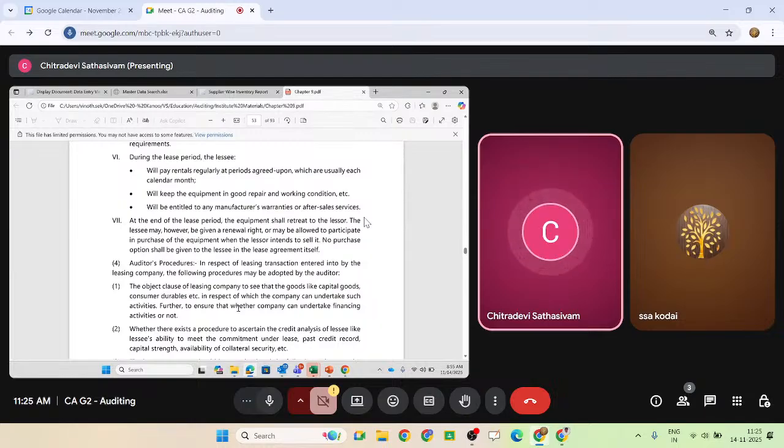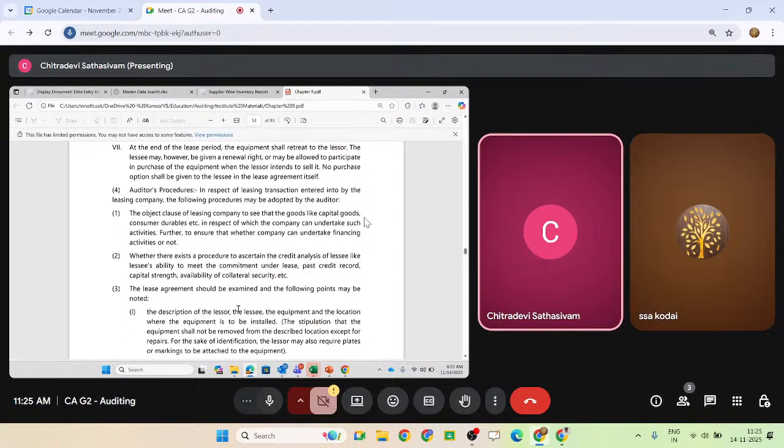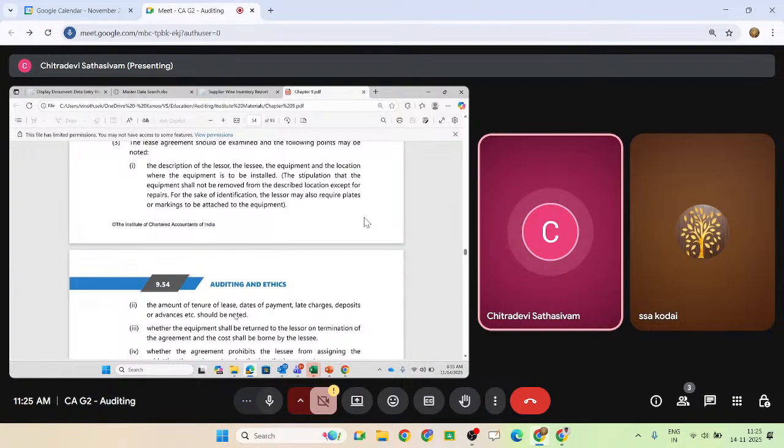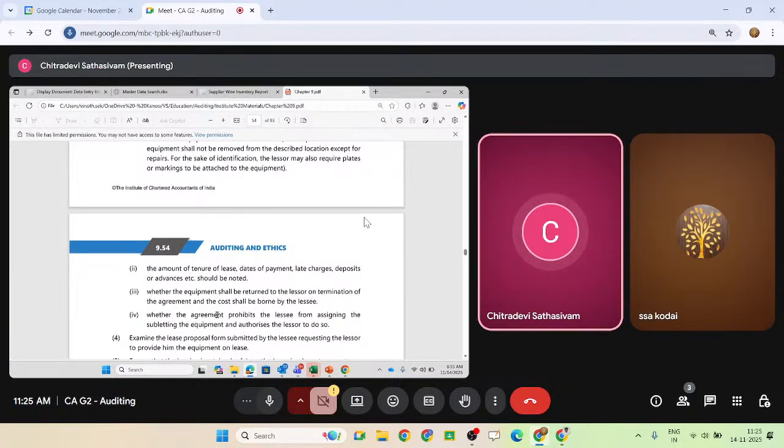So especially the goods will be in your books only, correct? And for you it will be a rental income. For the lessee it will be a rental expense. This is what it is actually. And you have to see the contracts, how it takes place, that everything goes on time. This is the main thing of it. If you read these things, you'll come to know.